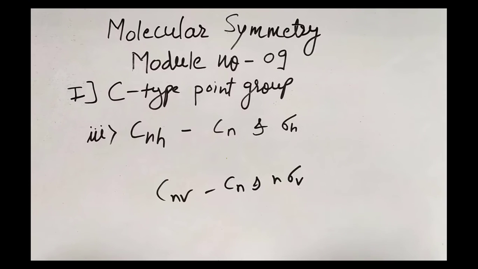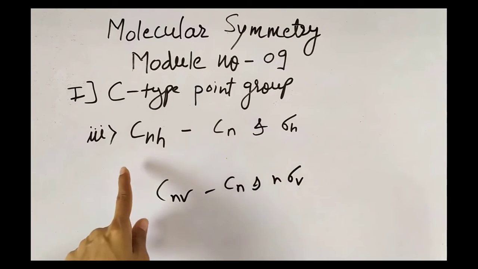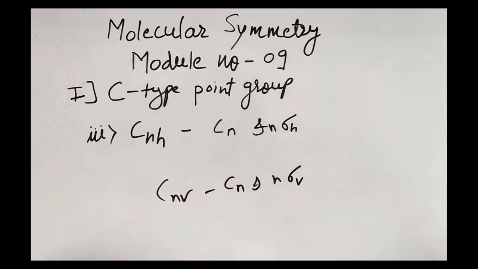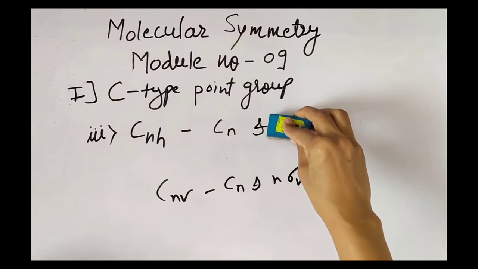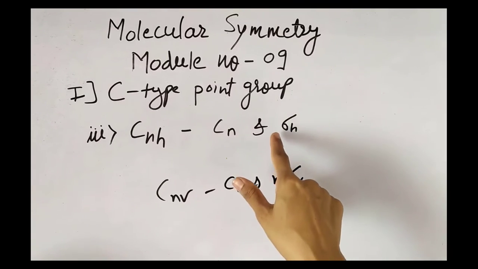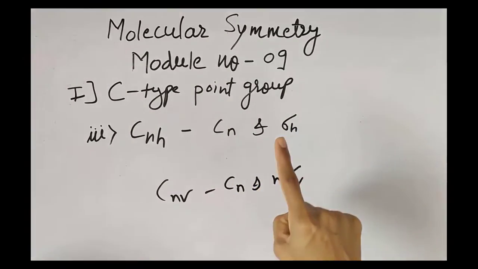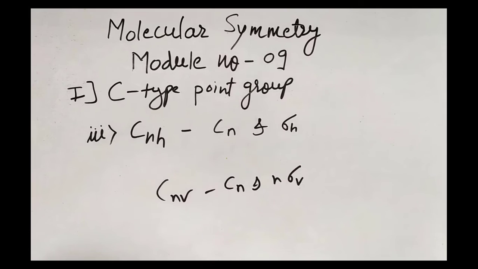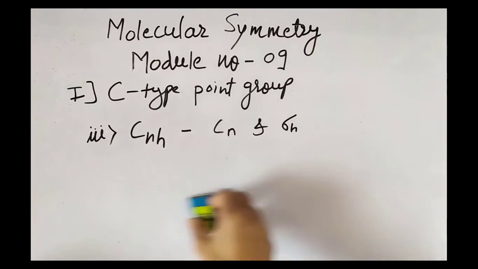In your textbook, in the Himalaya publication, I have not gone through the state publication, but in the Himalaya textbook the definition of CNH is given as a CN rotational axis and n number of horizontal planes. But that is absolutely wrong. You can make that correction. There should not be n horizontal planes required. If you have just one horizontal plane, then it will also belong to the point group CNH. Now we will take a particular example.